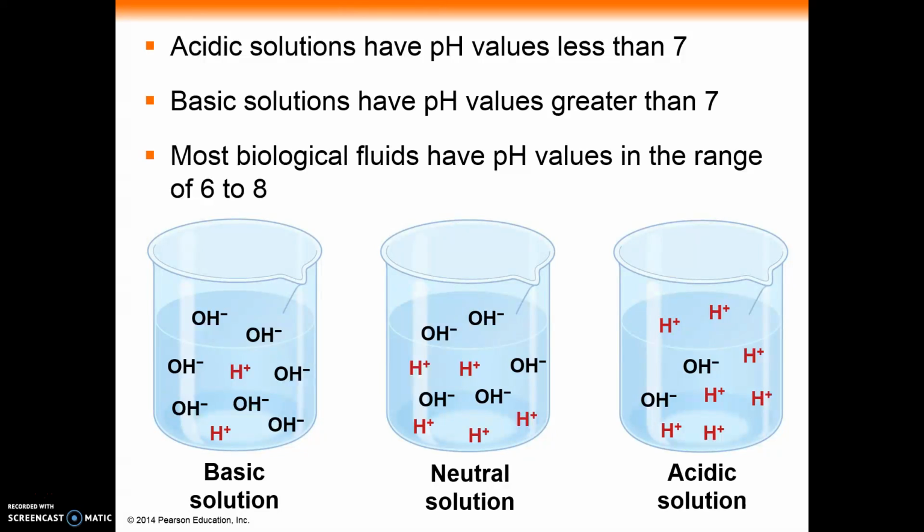All right. So an acidic solution is defined as anything that has a pH value of less than 7. A basic solution is defined as a pH greater than 7. Now, most biological fluids have a pH range of about 6 to 8. This seems to be the pH range that can support most life. Okay? So here's a neutral solution. We have equal numbers of hydrogen and hydroxide ions. Here is a basic solution. We have fewer hydrogen ions than we have hydroxide. Over here, we have more hydrogen ions, so that is an acidic solution.